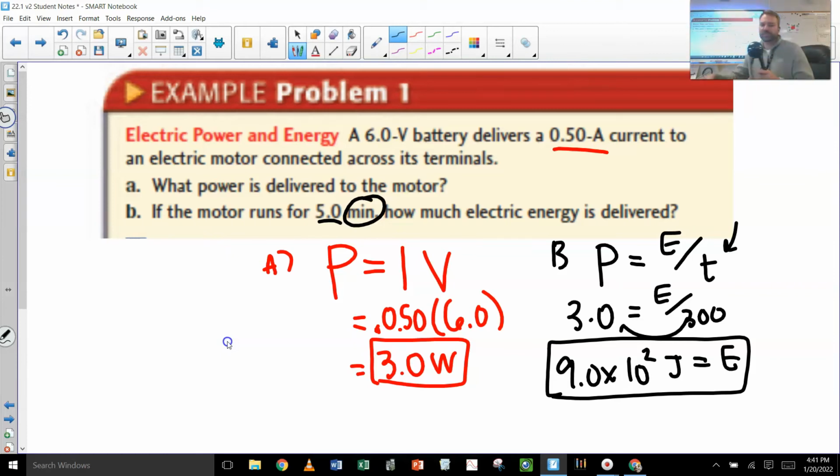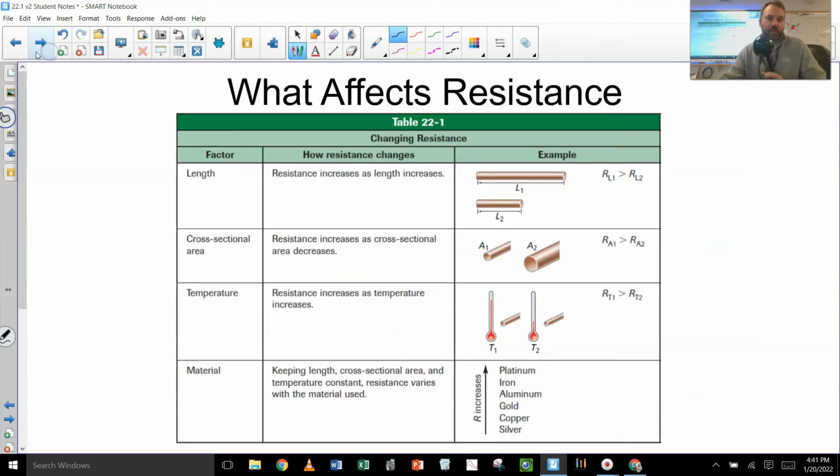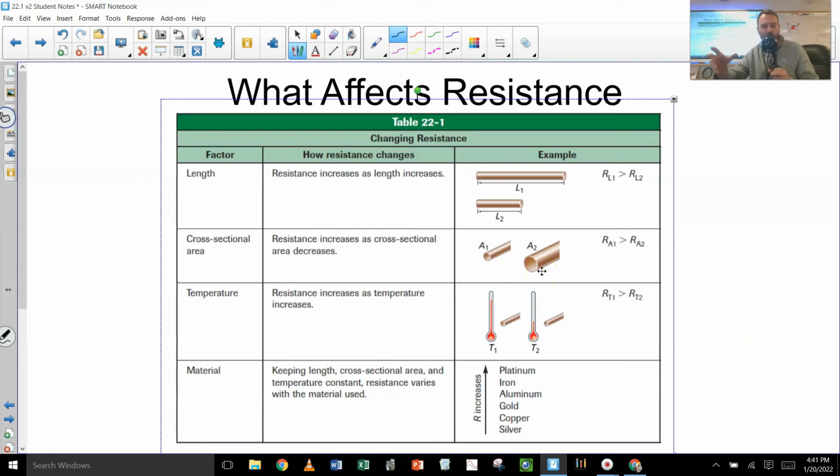Resistance. What sort of things affect resistance when you have a wire? The longer a wire is, the more resistance it has. Longer wires have way more resistance. A thinner wire has more resistance. A thicker wire is able to let more water flow through it, so the same kind of idea holds here.